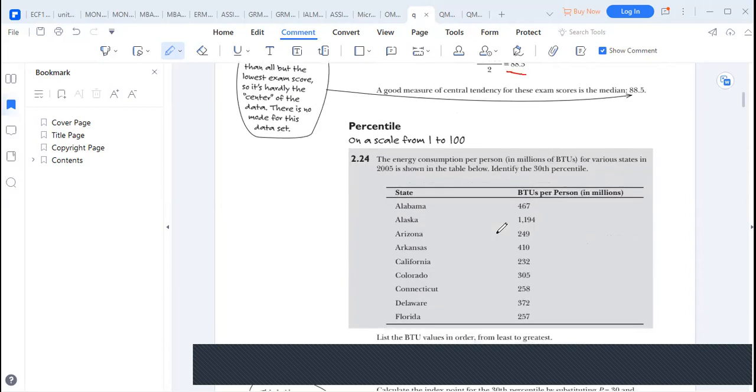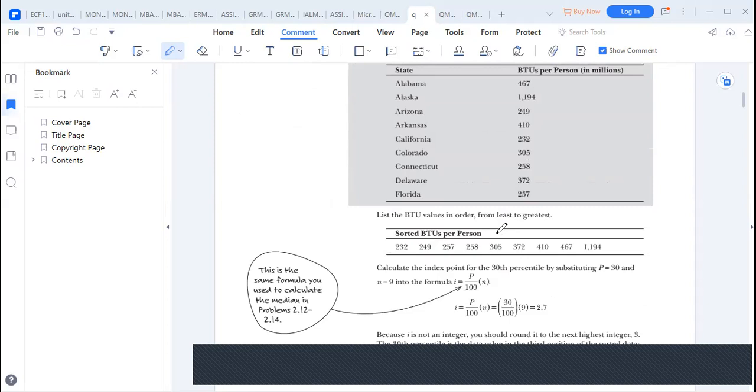Now we go to percentiles. Percentiles are very important in that they give us not only the median, they will also give you the first quartile and the third quartile. So we've been given our sorted BTUs per person as follows: 232, 249, up to 1194. These ones have been rearranged in order.